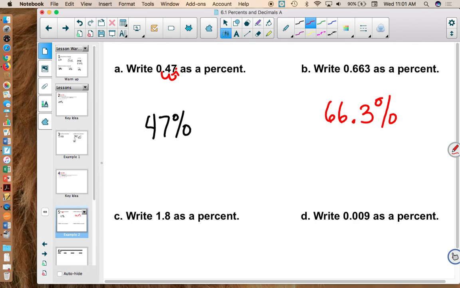Write 1 8/10 as a percent. Who's Cooper? I think that's you. Number 1. That'd be 180%. You are absolutely correct. Move that decimal 2 places to the right. 180%. Number 9. What percent is number 9? Who's number 12? Julian.